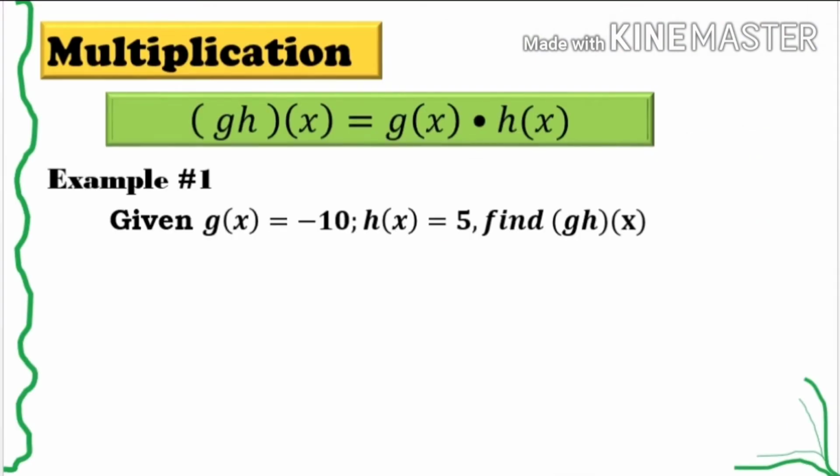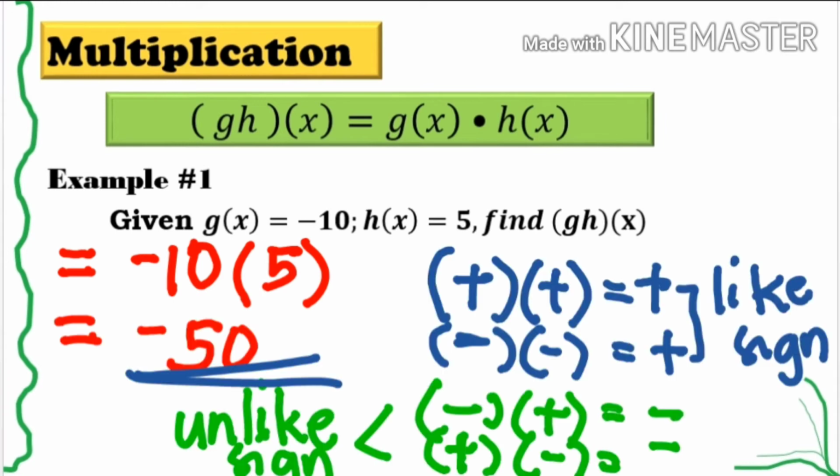The third operation is multiplication. So the formula is the quantity of g times h of x equals g of x times h of x. Example number 1, given g of x equals negative 10, h of x equals 5, find g times h of x. We substitute the given to the formula. So we have negative 10 times 5 is negative 50. So remember this, guys.